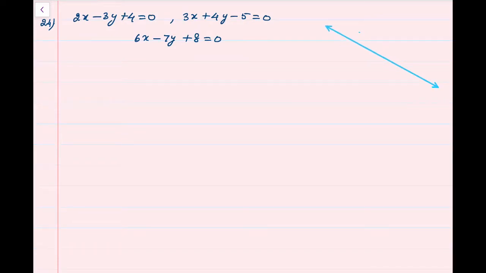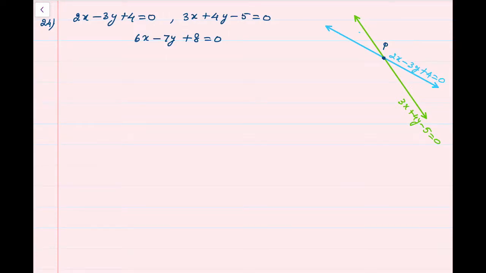The equation of this path is 2x minus 3y plus 4 equal to 0. There is another straight path whose equation is 3x plus 4y minus 5 equal to 0. The person is standing at this junction. We will take this point as P. We can find the point P by solving these two equations.